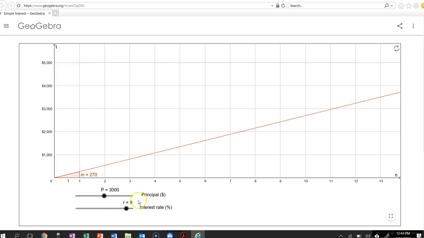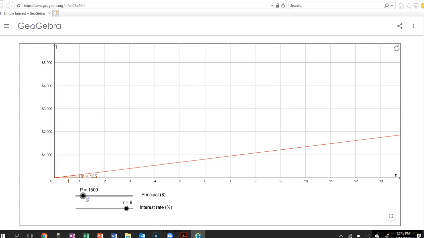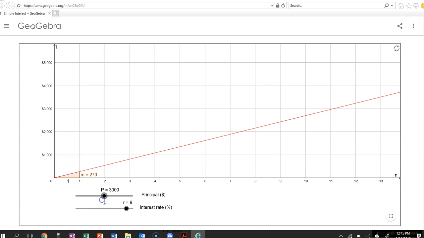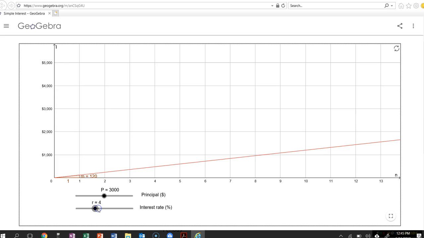So the slope of our line is the interest rate. So if I change the principal, then of course my slope goes down because the amount of interest earned decreases. And if I drop the interest rate, then my slope goes down for exactly the same reason.